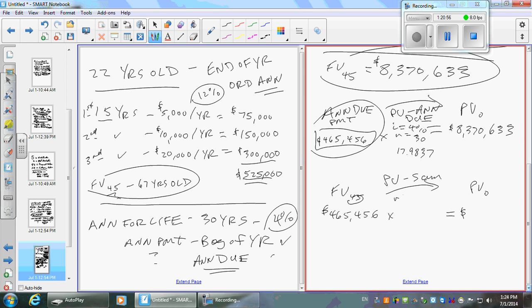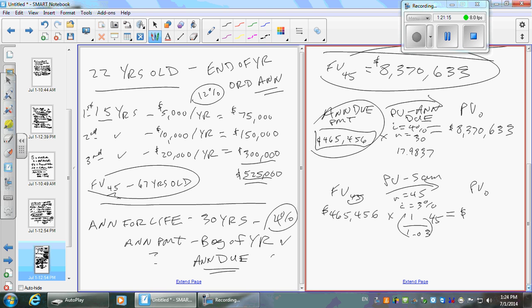Okay, so N equals 45, and we said inflation is going to be 3%, right? So it's 1 over 1.03 raised to the 45th. Oh, what's that factor?